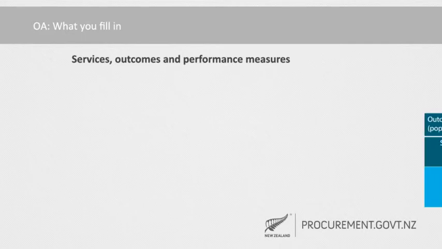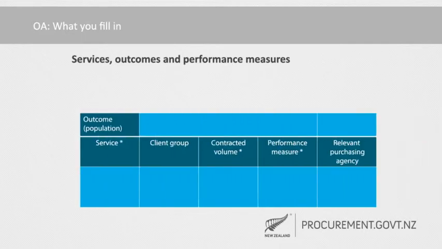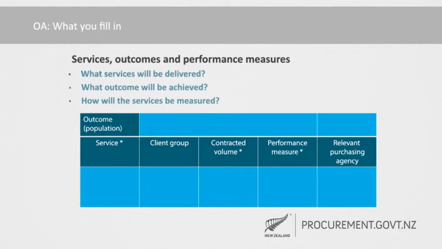The first part of the outcome agreement that you complete is the start and end dates. Then you need to describe the services that the provider will deliver under the agreement. A table is provided in the template for you to fill in. Describe the service and a performance measure. You also need to state the outcome that will be achieved by delivering the services. You can include more information in this section by formatting the table to add rows and columns if you wish.